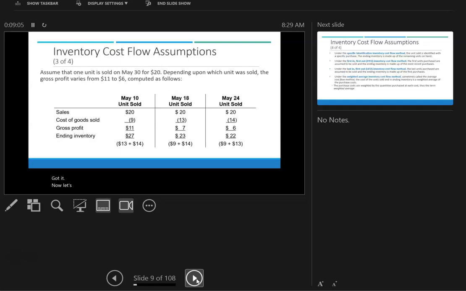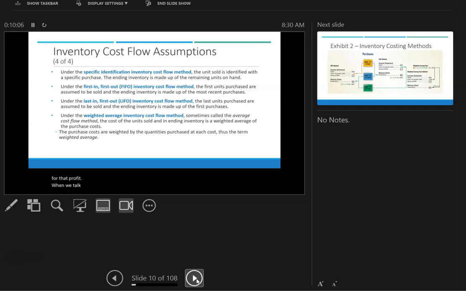Now, let's assume that one unit is sold on May 30th for $20. Depending upon which unit was sold, the gross profit varies from either $11 to $6. Meaning, if we show that the unit that was sold cost $9, then we would have a gross profit of $11. If the one unit that was sold was the unit we purchased on May 18th, then we would have a $7 profit. Or the May 24th unit, we would have a $6 profit. And those other two units that weren't sold would be left in ending inventory. So as you can see, there's various ways to account for that profit.